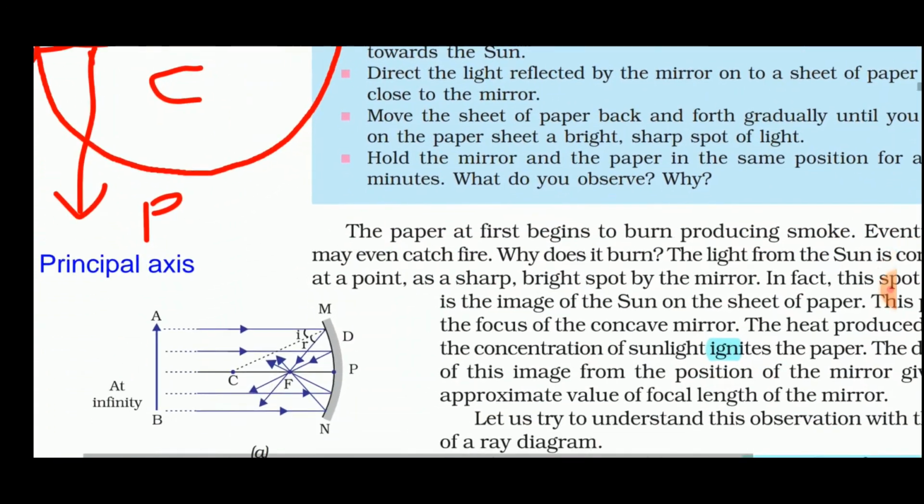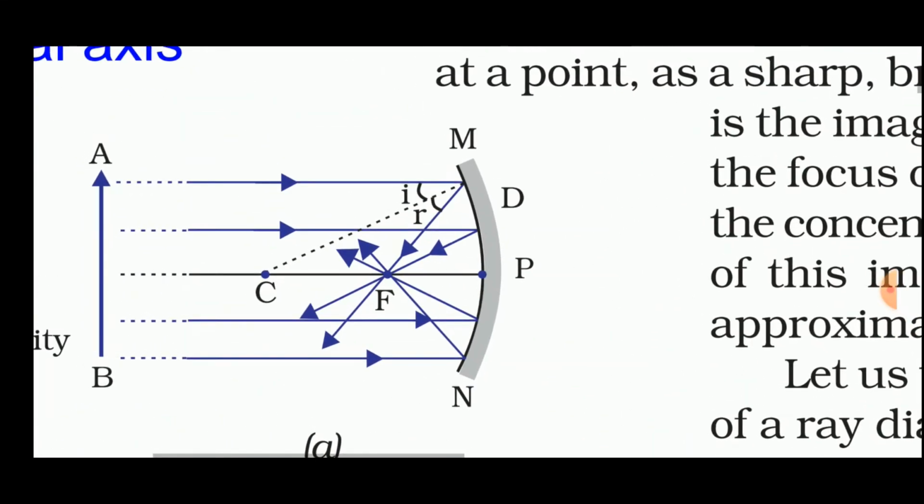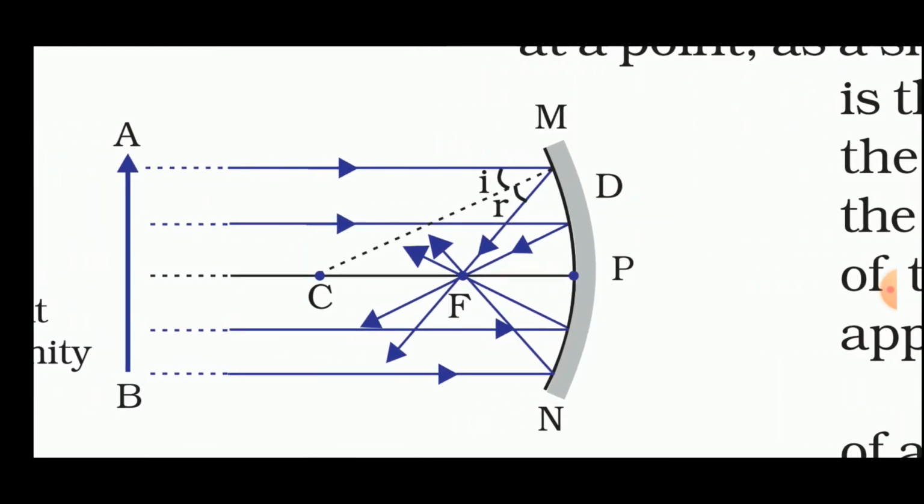Next we will see what we mean by the principal focus. Here, this is a concave mirror. A beam of light consisting of rays parallel to each other is incident on the concave mirror. P indicates the pole of the mirror and C indicates the center of curvature. This ray of light, incident on the mirror at point D, gets reflected and passes through the point F. The second ray, which is parallel to the principal axis, after reflection again passes through the principal focus.